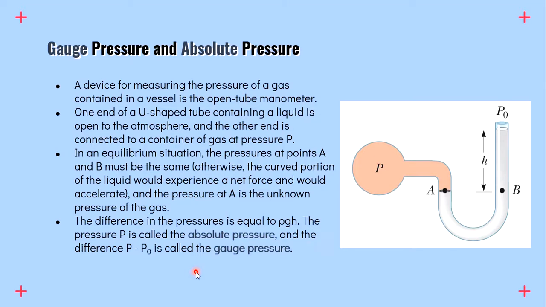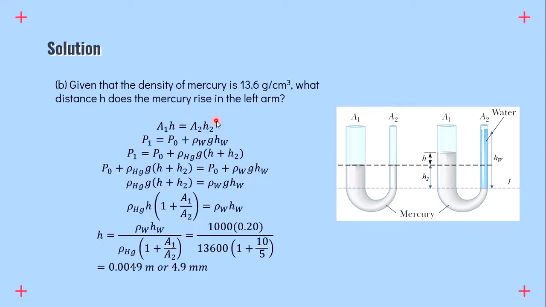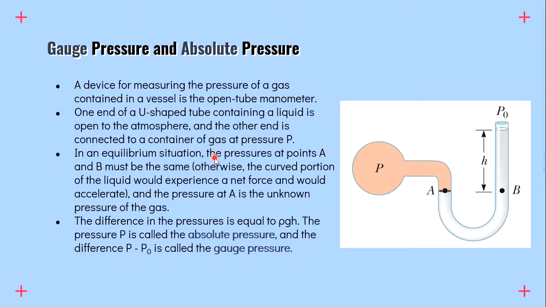So let's go back and discuss the rest, gauge pressure and absolute pressure. A device for measuring the pressure of a gas contained in a vessel is the open tube manometer. One end of a U-tube containing a liquid is open to the atmosphere and the other end is connected to a container of a gas at pressure P. So basically this manometer is just like this one. This is the U-tube manometer. This is a form of the manometer that is used for measuring the pressure of the gas contained in the vessel.